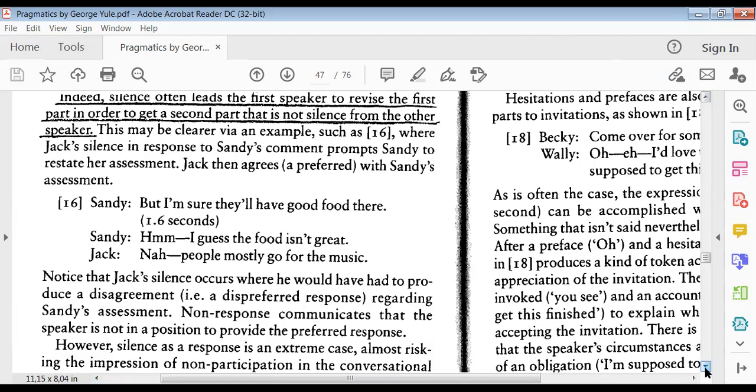Now I will stop here today. This is enough for today, and next time we will talk about the rest of the material, because we still have lectures to complete just this chapter. Thank you.